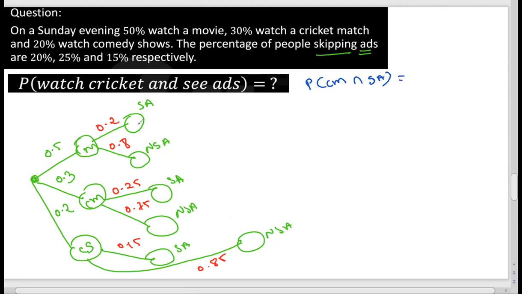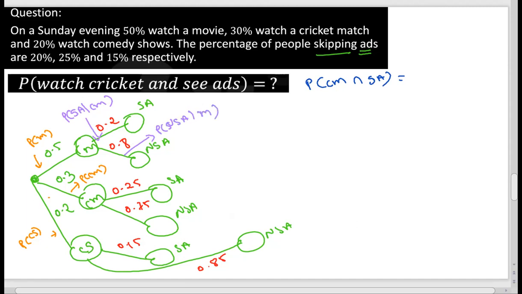Okay, let me denote all this by a notation. How we can represent it by a different notation. So what's this branch? It is for P of M. This is for P of cricket match, and this is for probability of comedy show. Okay. Now let's change the color, and they're talking about this. This line is for skipping ads given that watching movie. The same, not skipping ads given that watching movie.